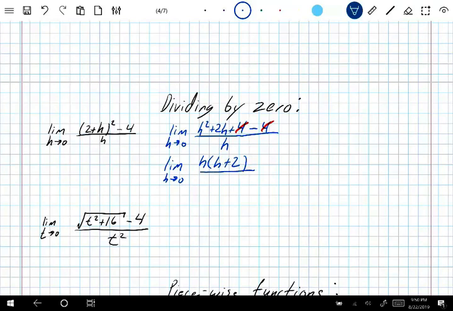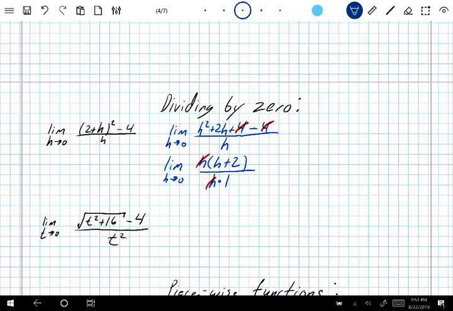Okay, so I can factor out an h from the top, and I can, kind of silly, factor it out from the bottom. H times the entire top, h times the entire bottom. Once I do that, then I'm allowed to say it's h on top divided by h. Those are going to cancel out. What am I left with? h plus 2 over 1.